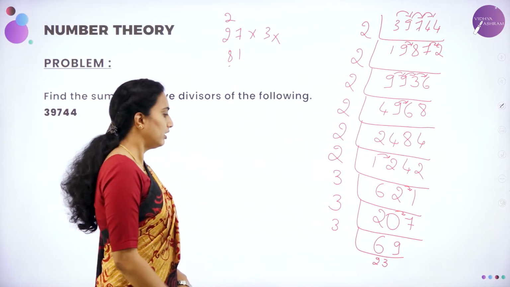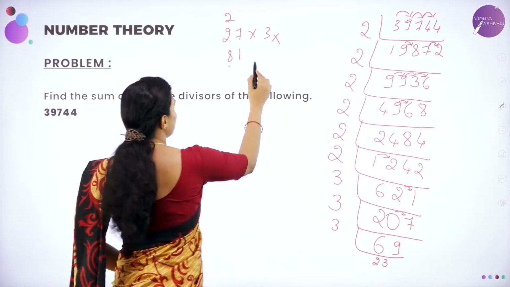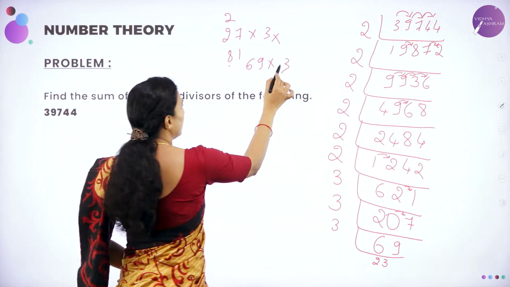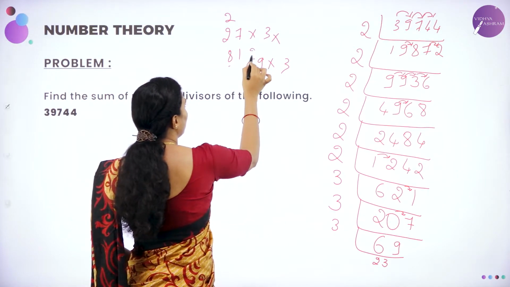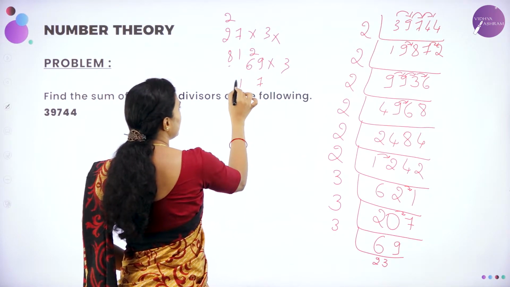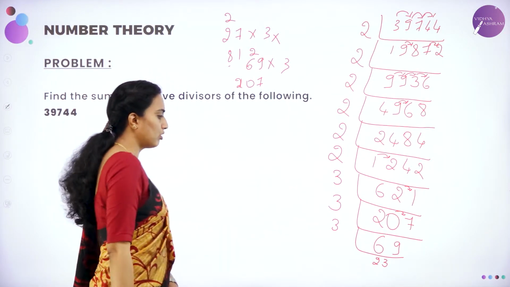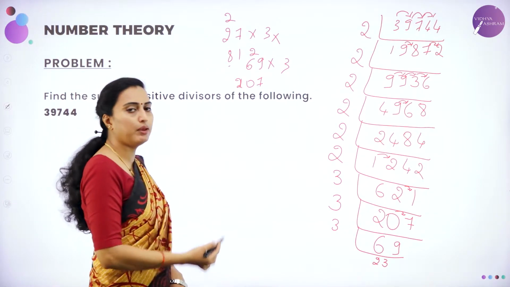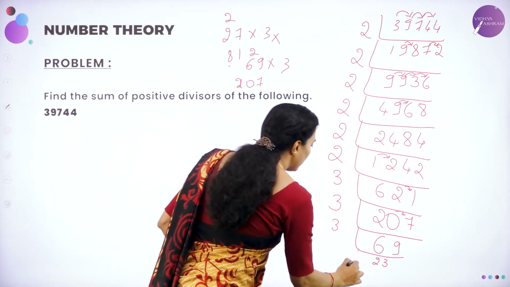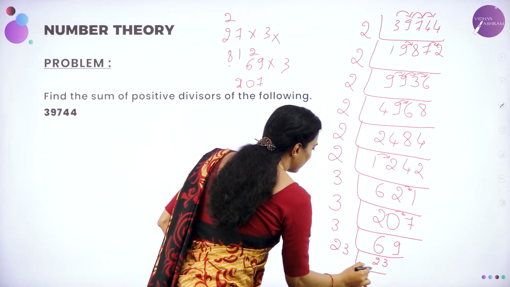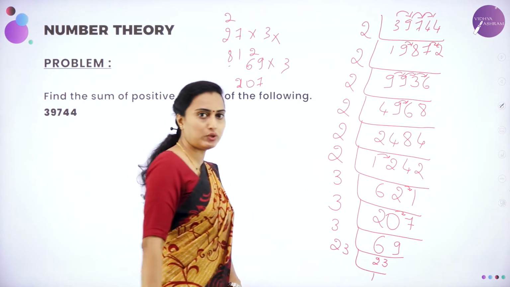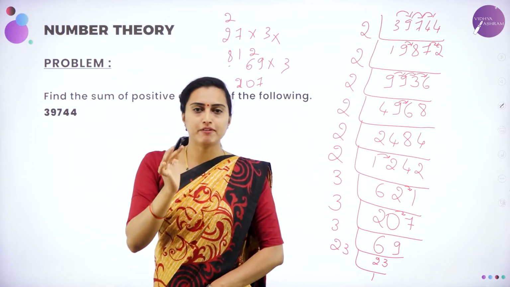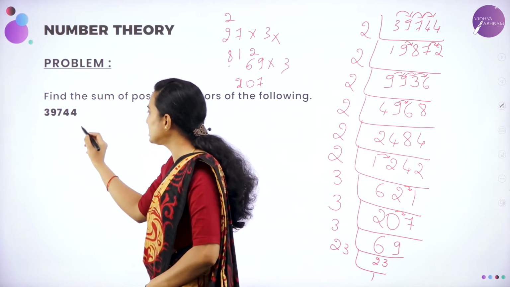Correct? Now again let me check out, 69 into 3. If you are confused, now here 3 9s are 27. Again 3 6s are 18, 18 plus 2 is 20. You can have 207. Again you are having 23. So 23 is again a prime number, which is divisible by only 23. Correct? 23 ones are 23, which is a prime factor. Now let us write down how many times the prime factors are repeated.